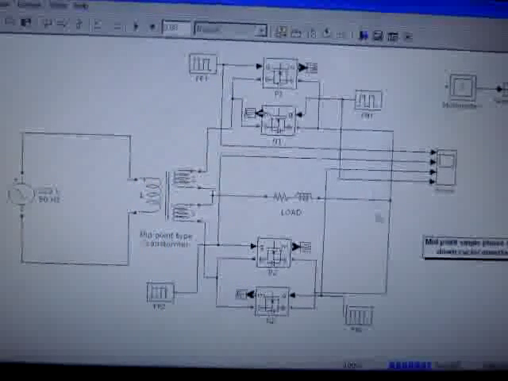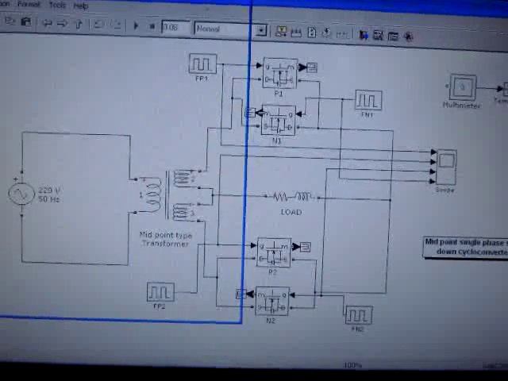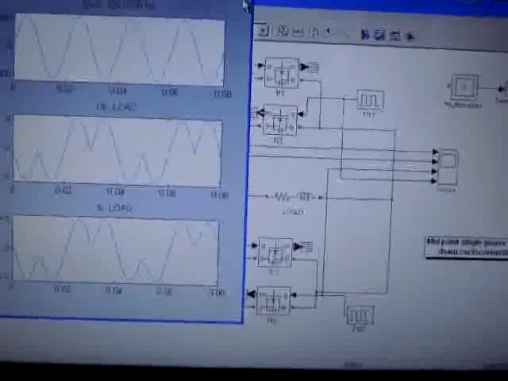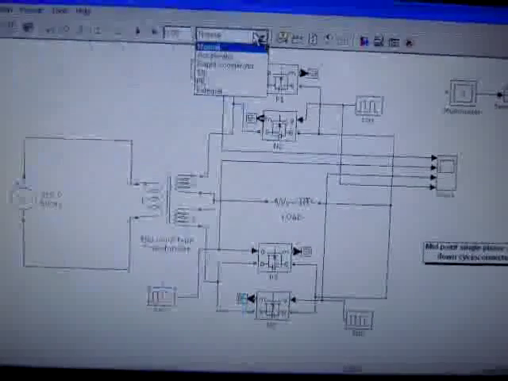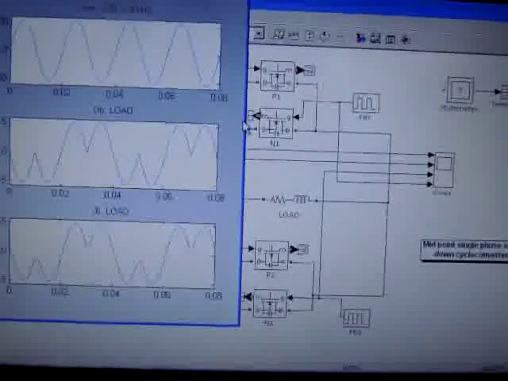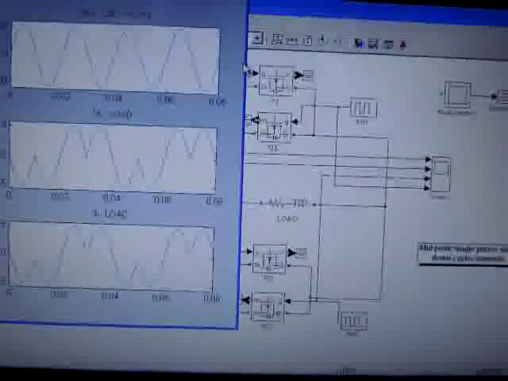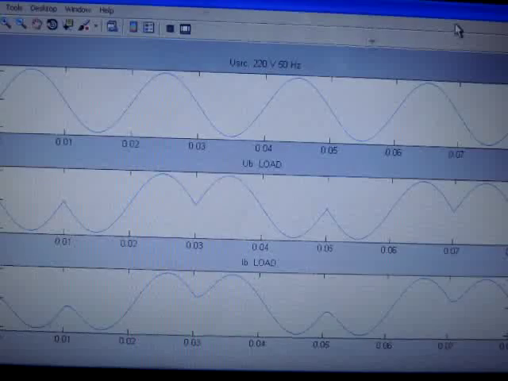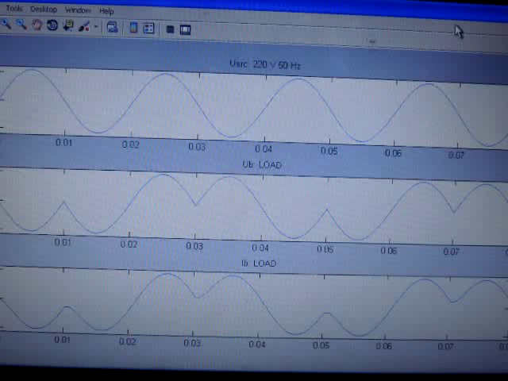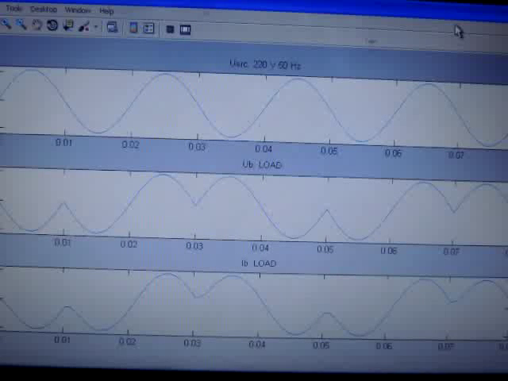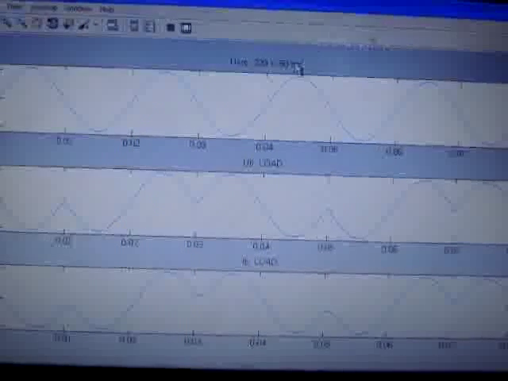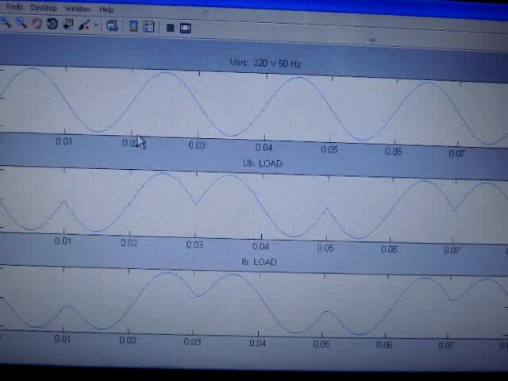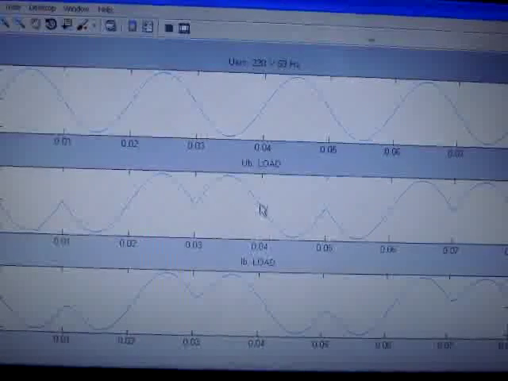So this is the output of a cycloconverter, as can be seen on the figure window. First waveform, that is VSRC, is the source voltage, 220 volt 50 Hz. As you can see, the time period of this is 0.02, this 0.02, so frequency is 50 Hz. Now the output load voltage, you can see that it is repeating after 0.04.